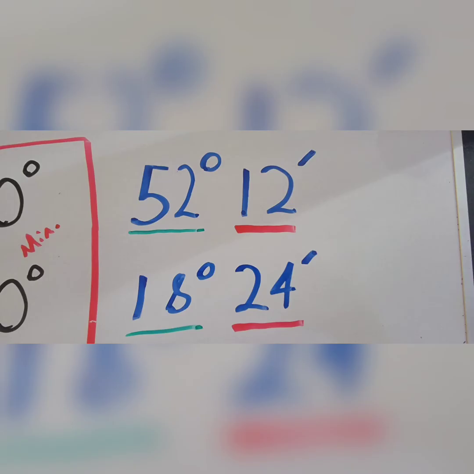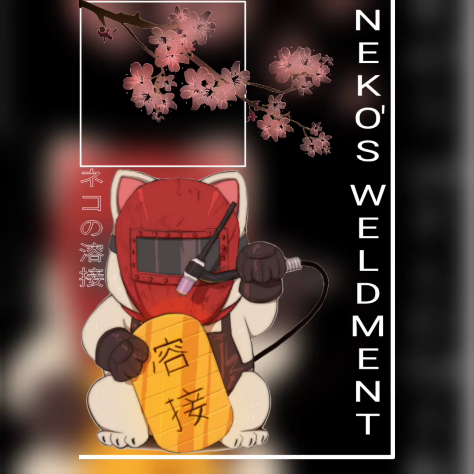Alright, so let's write these down, and you can see 52 degrees, 12 minutes, and 18 degrees, 24 minutes. It really was just sliding the whole numbers over, taking the decimal point, multiplying it by 60, and making it into minutes. It's very simple, very easy to do, but if you have any more questions about it, please comment below and let me know.